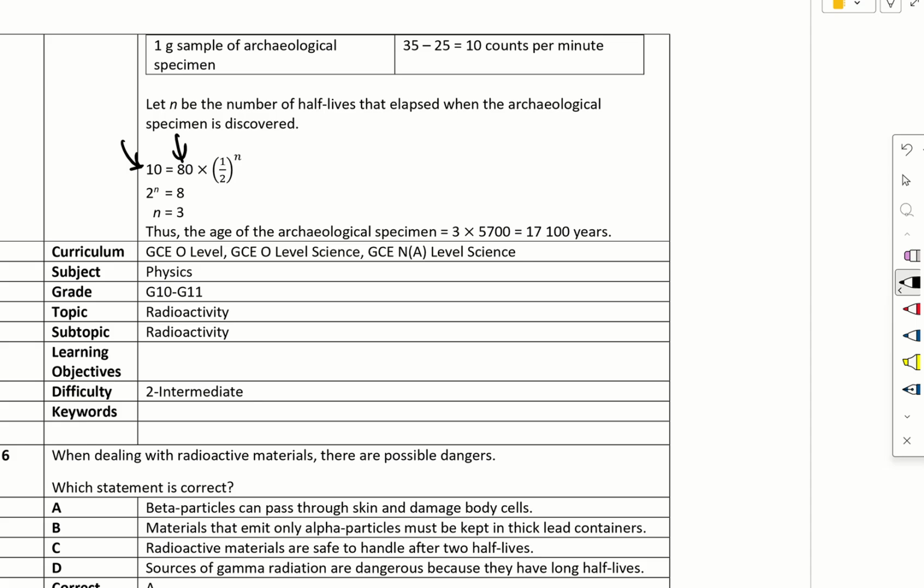Okay, so you know that half-life is every time you divide by 2. Therefore, you use this formula, half to the power of n, where n is the number of half-lives. Okay, so if you can use this formula, it will be good.